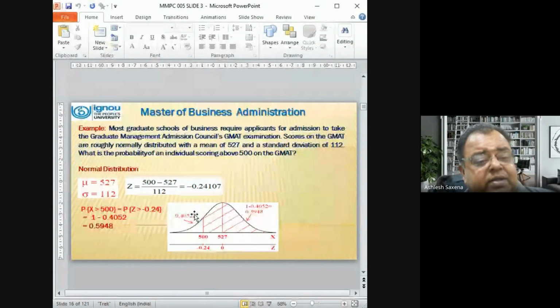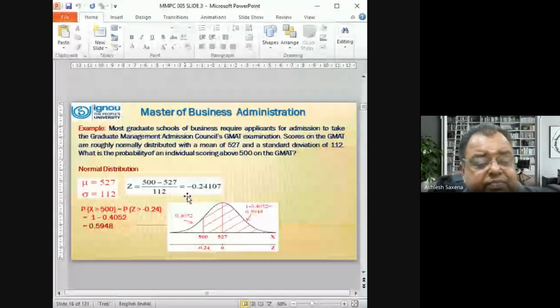If you remember, when the random variable's value is less than the mean, it will come on the left side of the graph. The value of z at 500 is negative 0.24. Draw this, plot this normal curve, and write 0 at the center. You get z equal to minus 0.24. Write it on the left-hand side, and you have to find out the probability of scoring above 500.